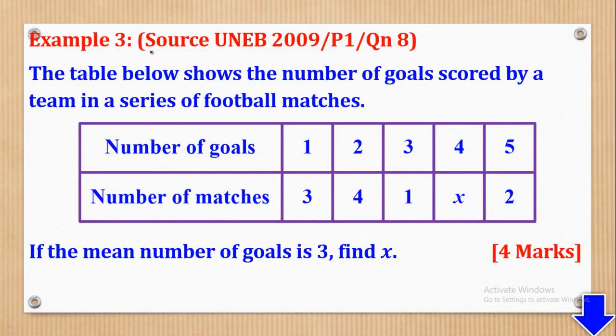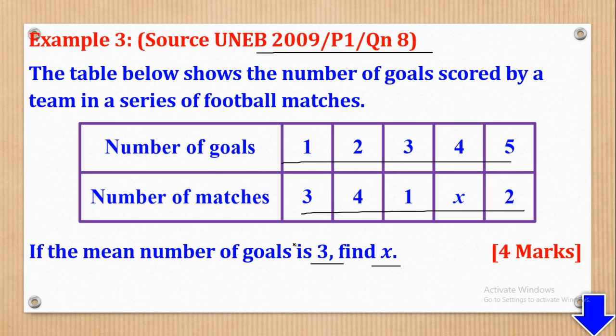Now we shall go to example 3. Example 3 came from UNEB 2009 paper 1 question 8, and it says the table below shows the number of goals scored by a team in a series of football matches. So these are the number of goals scored, and these are the number of matches. Find the mean number of the goals. If the mean number of goals is 3, find x.